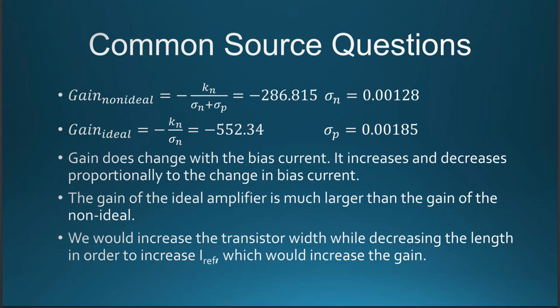As you can see, we are answering most of the questions about the gain and how it changes with bias current. It increases and decreases proportionally. We would increase the transistor width and decrease the length in order to increase the IREF, which we use to increase the gain.